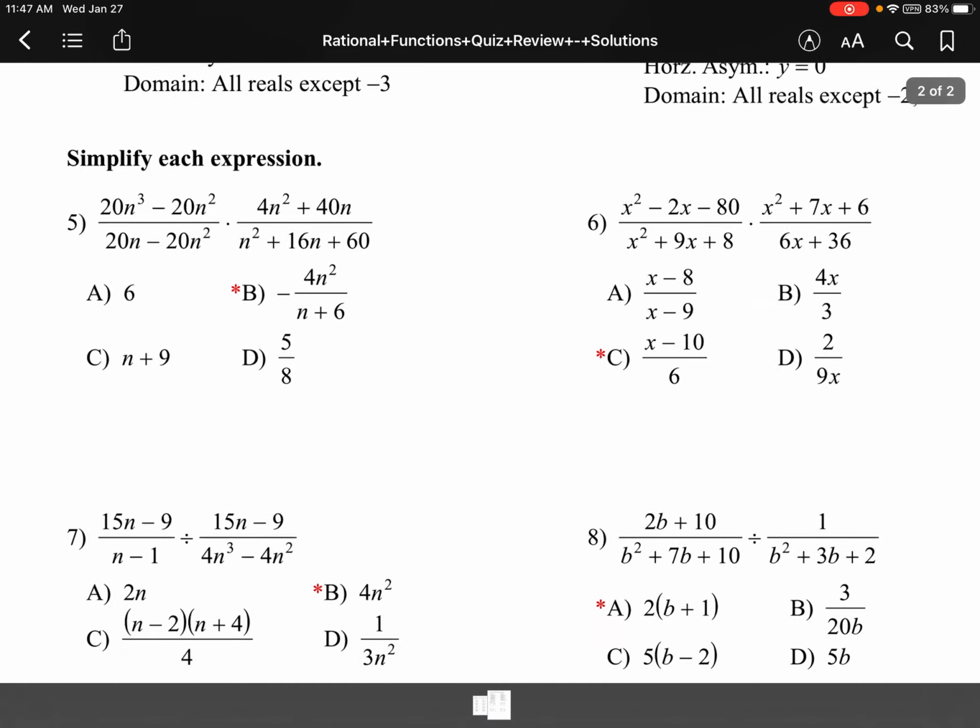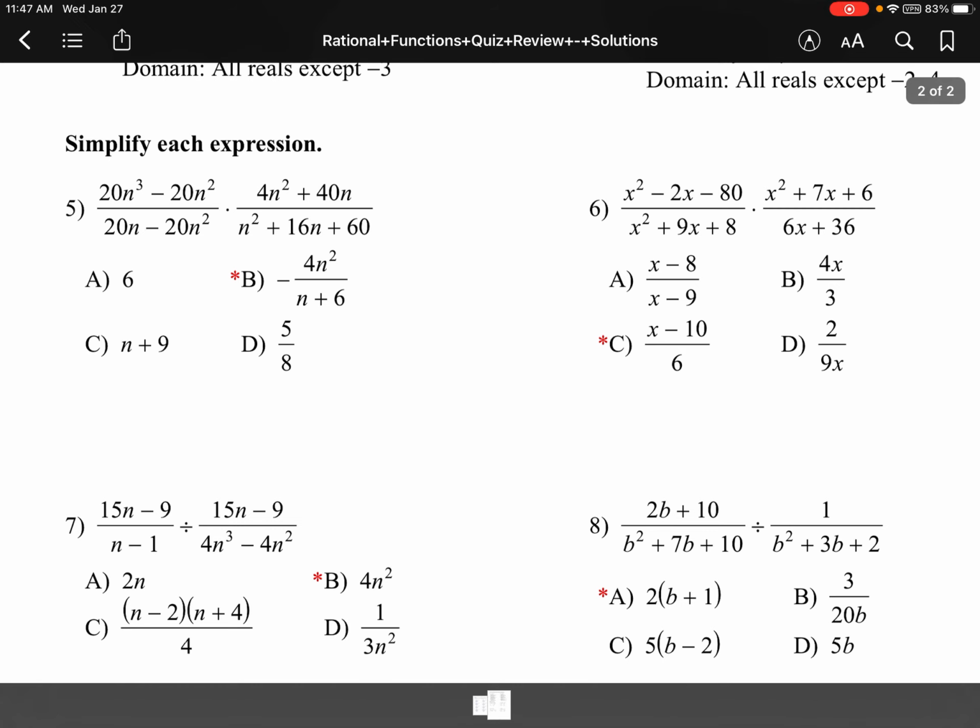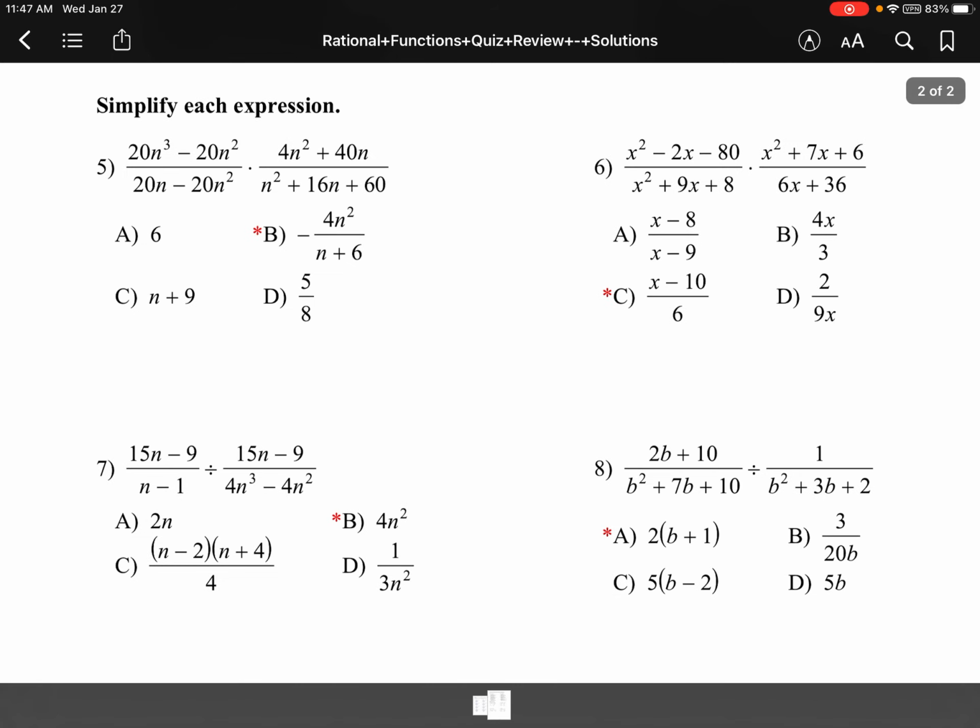Now let's look at the next 4. The next 4, we're going to be simplifying the expressions. 5 and 6, we're multiplying rational expressions. And then questions 7 and 8, we are dividing rational expressions.